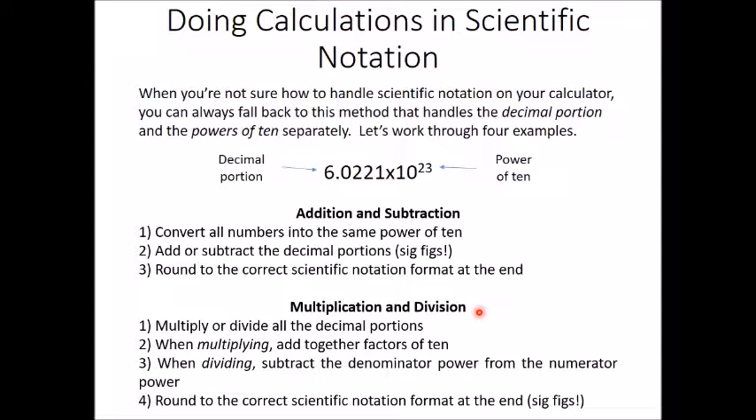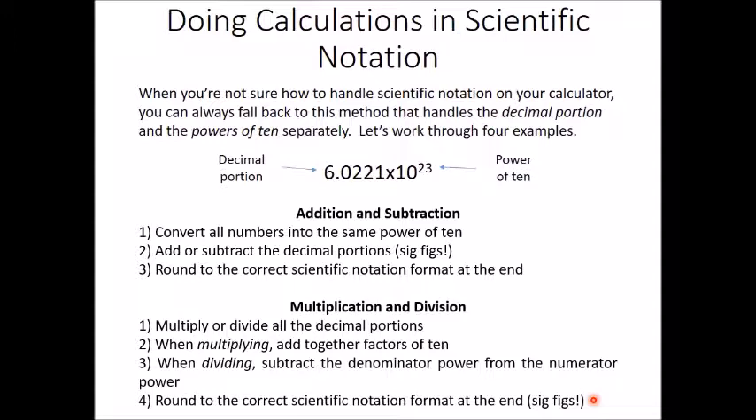Let's contrast that with what you do for multiplication and division. Here, you don't have to convert any numbers first. You just multiply or divide all the decimal portions. Write down the answer to this calculation, and then we're going to handle the powers of 10. When you are multiplying two numbers together, you will add the powers of 10. When you are dividing two numbers, you will subtract the denominator power from the numerator power. At the very end, you'll round to the correct scientific notation format and make sure your sig figs are right.